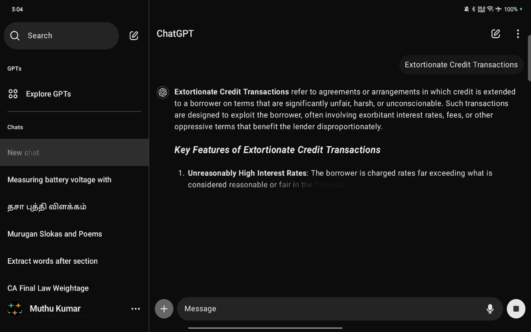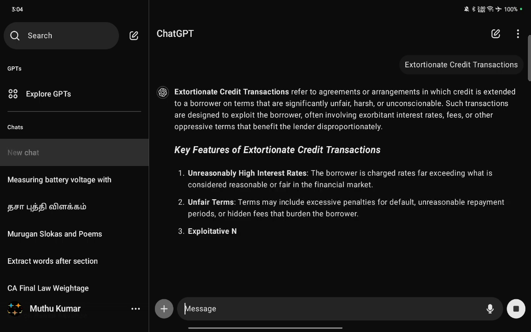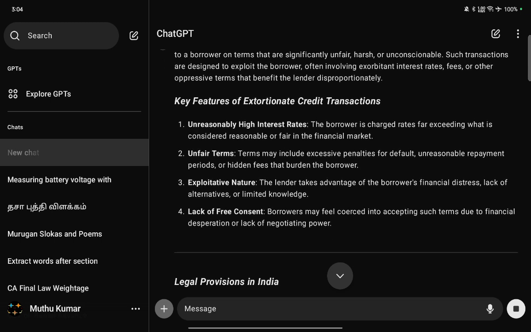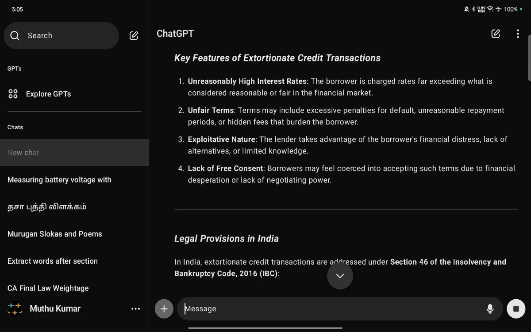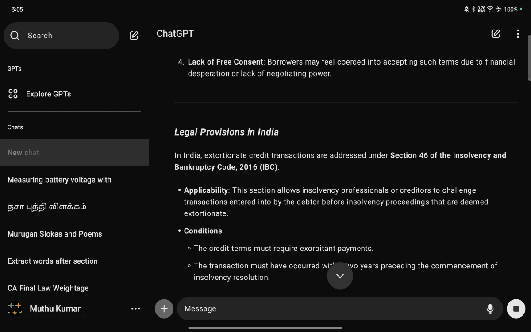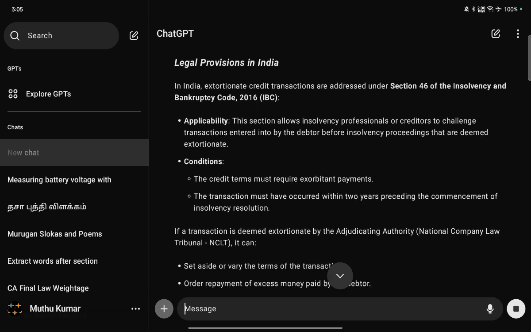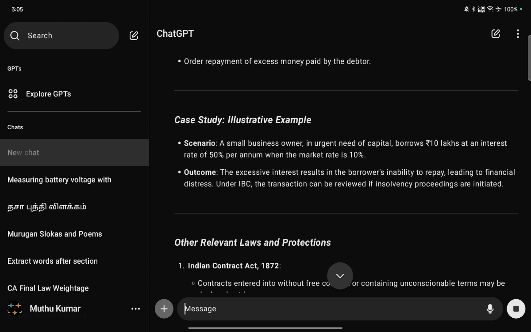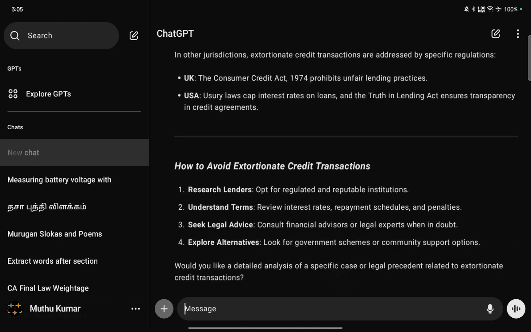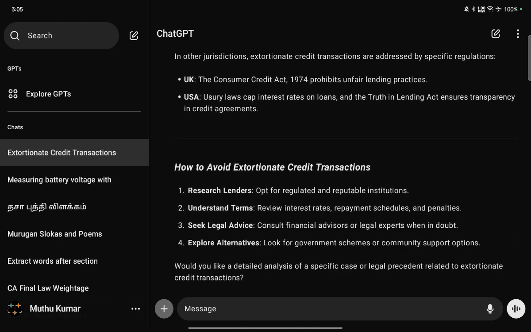Extortionate credit transaction refers to an agreement or arrangement in which credit is extended to a borrower on terms which are significantly unfair, harsh, and unconscionable. These transactions are designed to exploit the borrower, involving exorbitant interest rates, fees, and other excessive terms or benefits, unfair terms, exploitative nature, lack of free consent. Legal provision in the applicable jurisdiction, such as the Consumer Protection law in the UK.